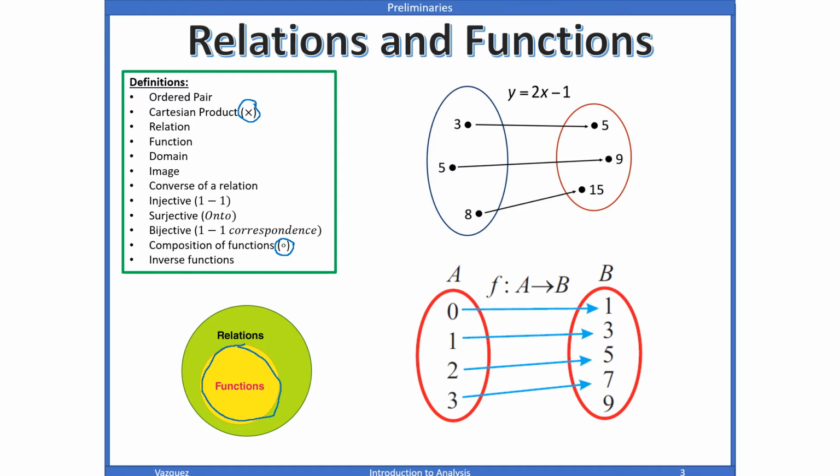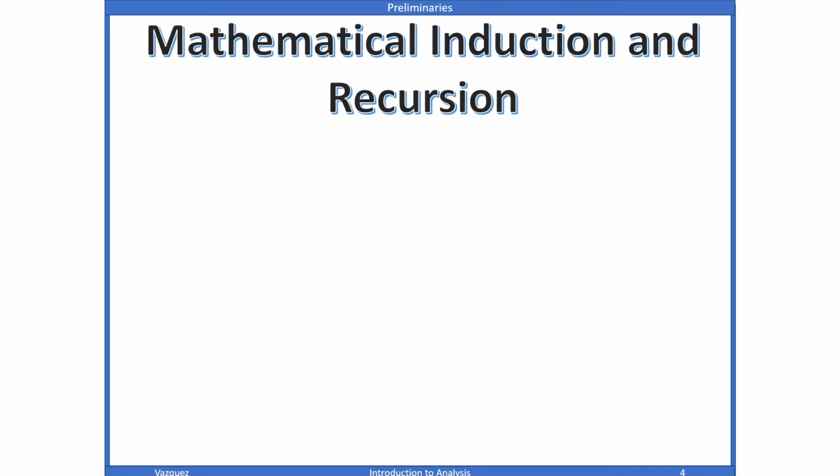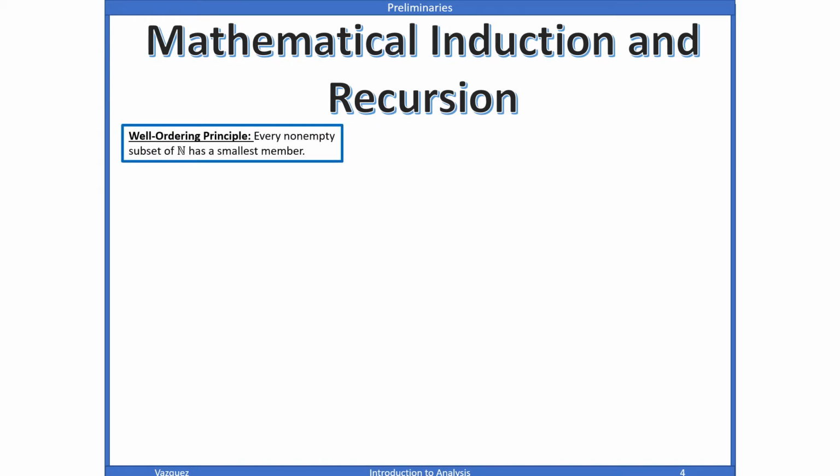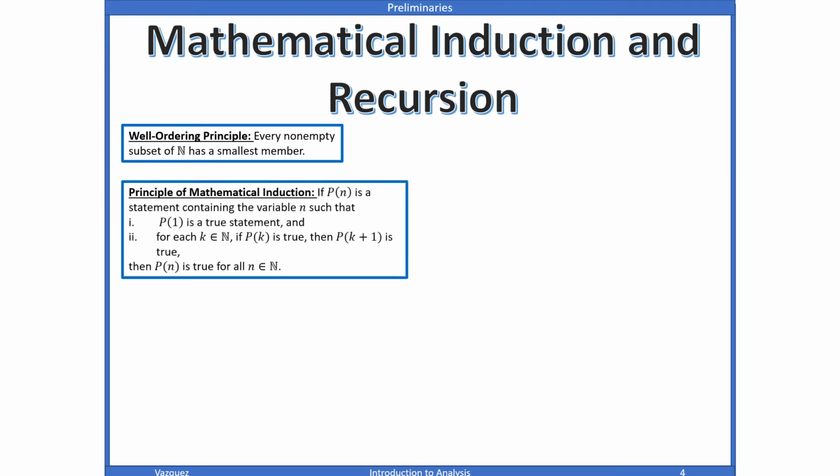Moving on, we should be familiar with mathematical induction and recursion. Now, on the previous slide, we had definitions and no theorems. In this slide, we have only theorems and no definitions. We should be familiar with the well-ordering principle, which says that every non-empty subset of N, or the natural numbers, has a smallest member. We should be familiar with the principle of mathematical induction, sometimes abbreviated PMI.